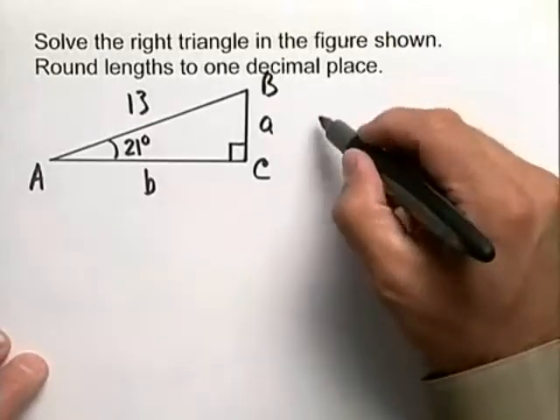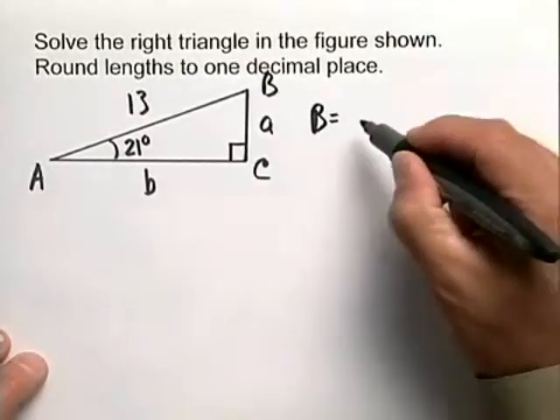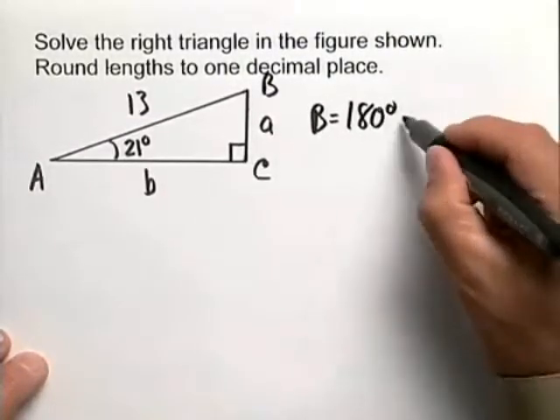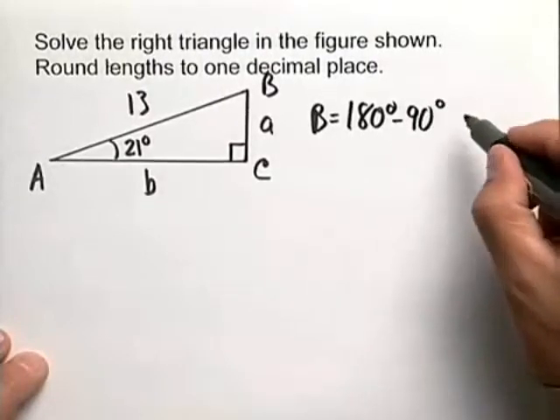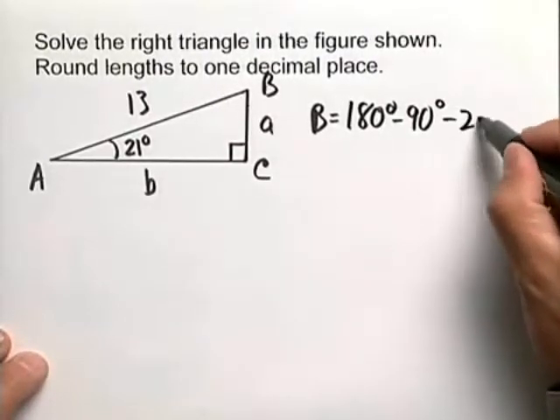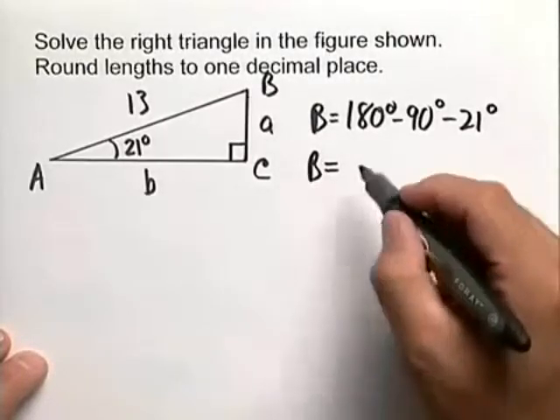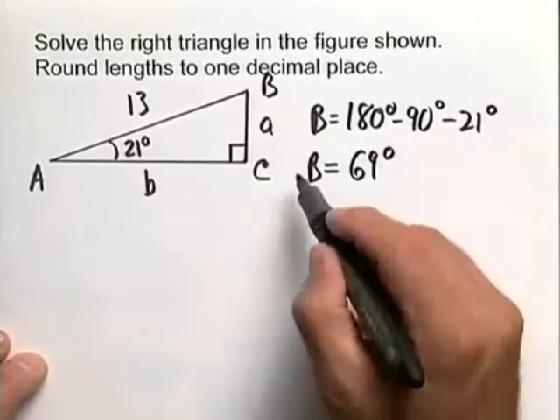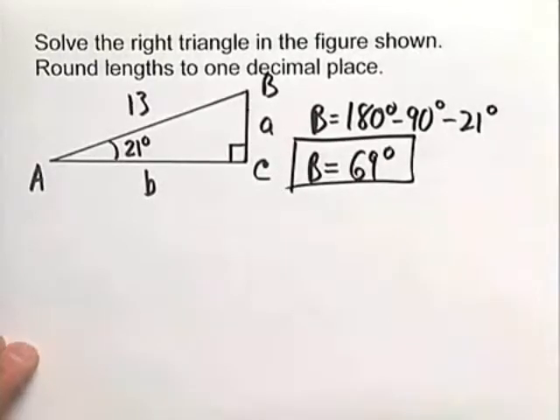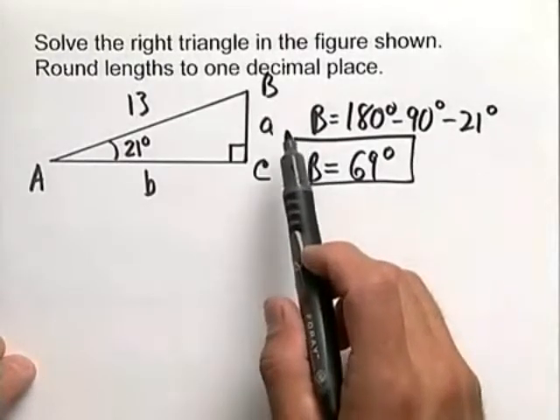I would start by finding angle B. Angle B will be equal to 180 degrees minus our 90 degrees, our right angle there, minus our 21 degrees, our other given angle. So we know that angle B is equal to 69 degrees. All right? So now we have to address the sides A or B.